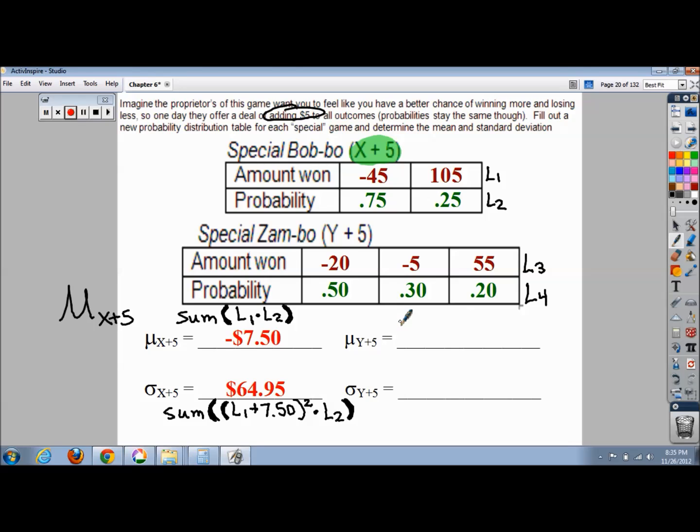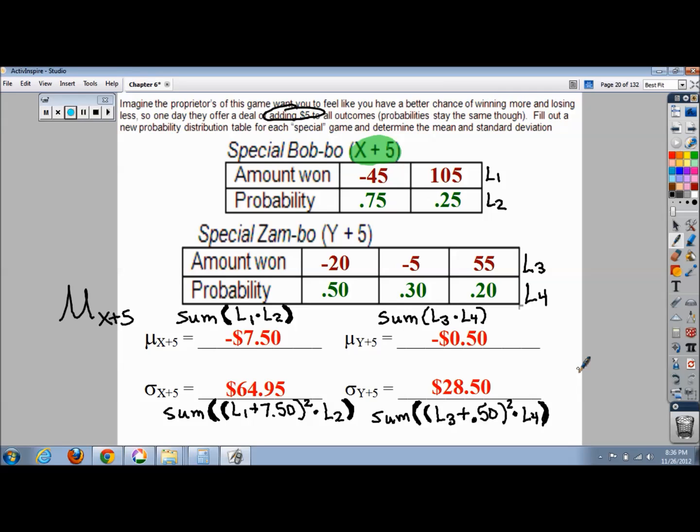If we want to find the expected value or the mean, we're going to take the sum of, we'll say, list 3 times list 4, and that should give you, basically, you owe 50 cents, negative 50 cents. And if we were to take the sum, parenthesis, another parenthesis, L3 minus the mean, which in this case is 50 cents, so we're really going to be adding 50 cents, squared, then times list 4, the probabilities. If you were to type that in, you should get a standard deviation of $28.50.